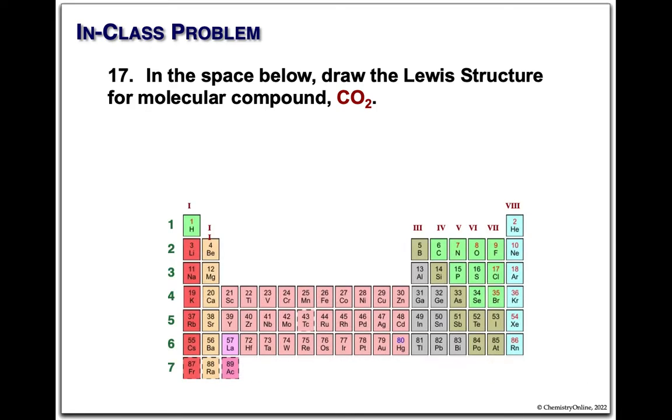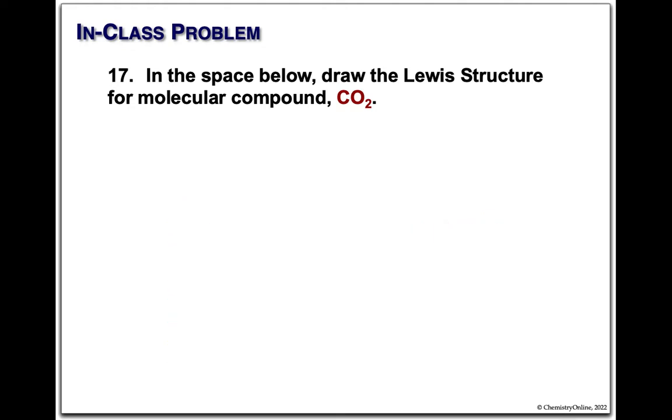Carbon, group 4, it has 4 electrons. Oxygen, group 6, it has 6 electrons. We have 2 oxygens and 1 carbon. Carbon's going to be in the middle because it's first. So, here's our carbon, and we put an oxygen on each side. Now our goal here is to give everybody 8 valence electrons. Right now carbon has 2, 4, 6, and each oxygen has 7.